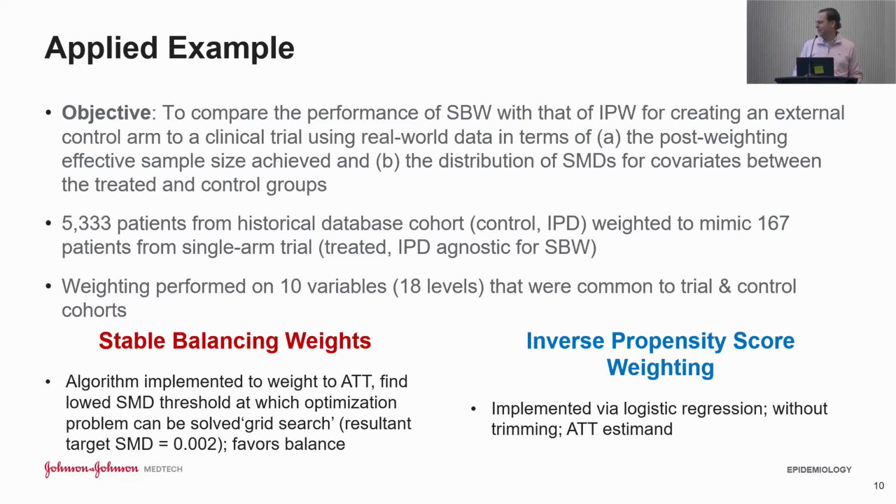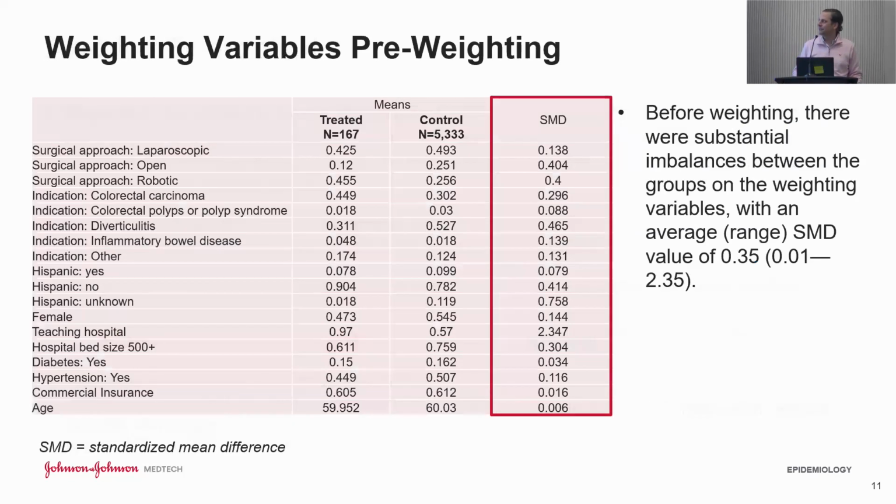For the inverse propensity score weighting, we just used the traditional methods of implementing it via logistic regression without trimming, and again, the ATT estimand. So I don't know how easy it is to see this in the back for you guys, but here we have a table that shows the various covariates on which we matched. We've got the treated cohort, 167 patients, our control, 5,333. And before weighting, there were substantial imbalances between the groups on the weighting variables. We had an average standardized mean difference value of 0.35 and a range from 0.01 up to 2.35, which is quite high.